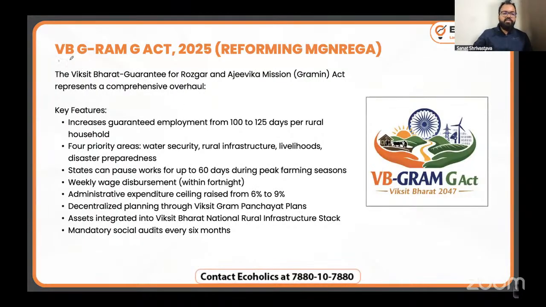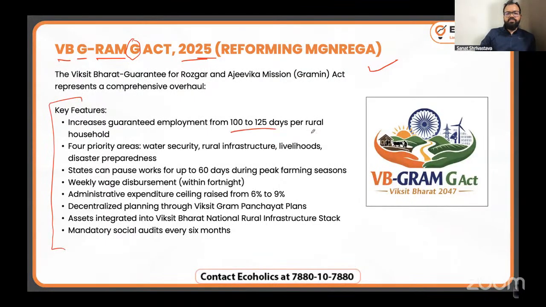Okay. Viksit Bharat guarantee for Rojgar and Ajivika Mission Grameen 2025, reforming Manrega. Okay, this we have seen in our current affairs classes as well, multiple times. So features are important. Number one feature is increasing the days. And second is about, we can say, states can pause work for 60 days during peak farming season. And a four priority: water security, rural infrastructure, livelihoods, and disaster preparedness.